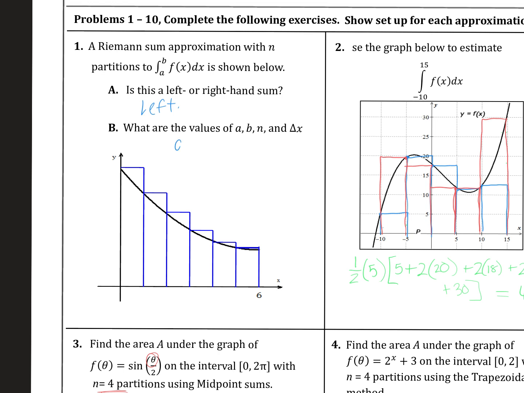Okay, so what is A? 0. B? 6. So A is where it starts. B is where it ends.